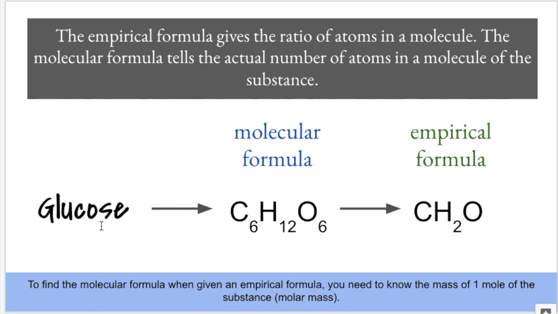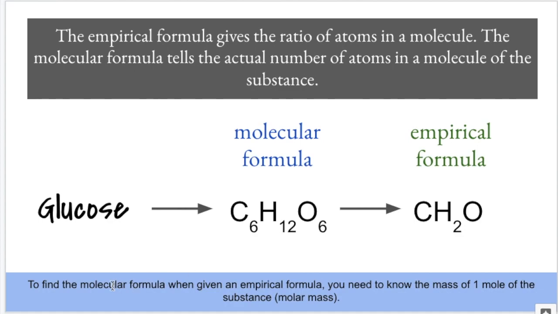Glucose has the molecular formula of C6H12O6, but the empirical formula, the ratios, is C1H2O1. These can be reduced down, each divided by 6, to give us the empirical formula. The molecular formula tells us how many are in the actual substance. So glucose has 6 carbon, 12 hydrogen, and 6 oxygen.